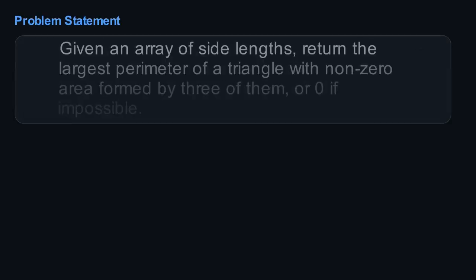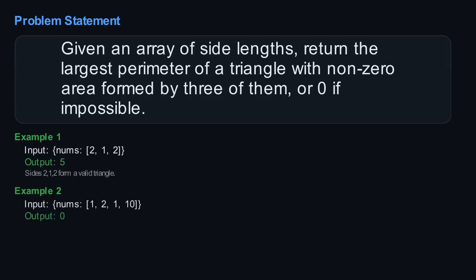The challenge is to select 3 distinct side lengths from a given array of positive integers. These 3 lengths, let's call them A, B, and C, must satisfy the triangle inequality theorem. The sum of any 2 sides must be greater than the third side. That is, A plus B must be greater than C, A plus C greater than B, and B plus C greater than A. Among all valid triangles, we need the one with the maximum perimeter.